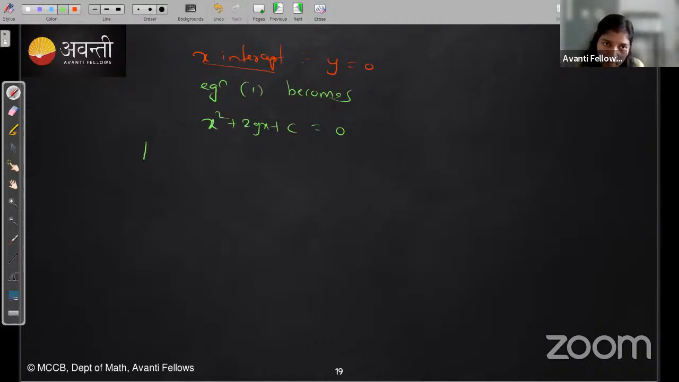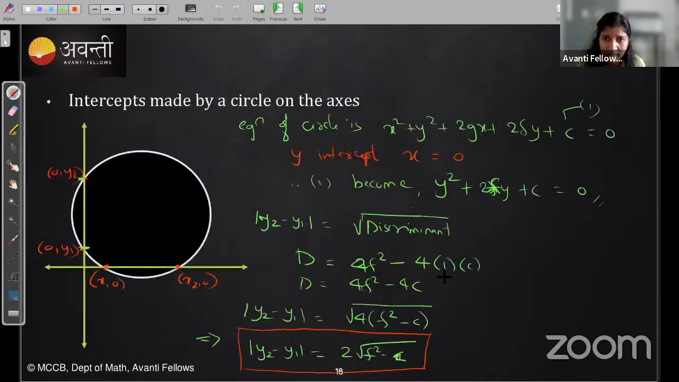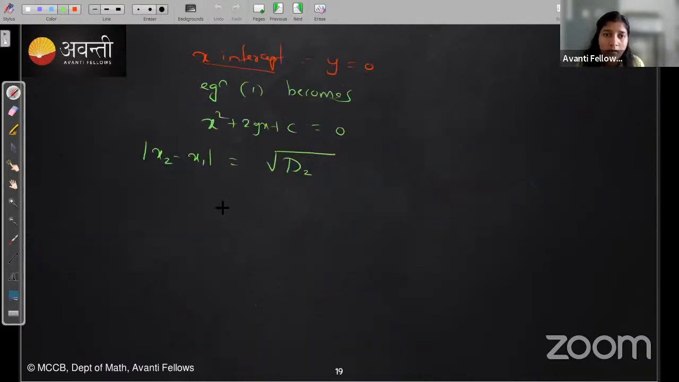Now we have to find the x-intercept, that is x2 minus x1. So it's going to be what? The square root of the discriminant. Take the coefficient of x squared as 1, so there's no confusion. What will be the discriminant D here? Just observe this equation, x squared plus 2gx plus c. Here the b value is what? We know the standard quadratic equation is ax squared plus bx plus c. I'm comparing these two and writing.